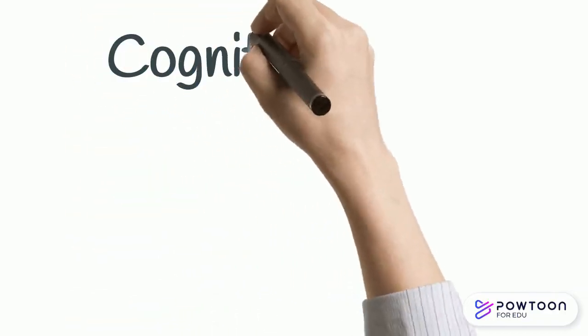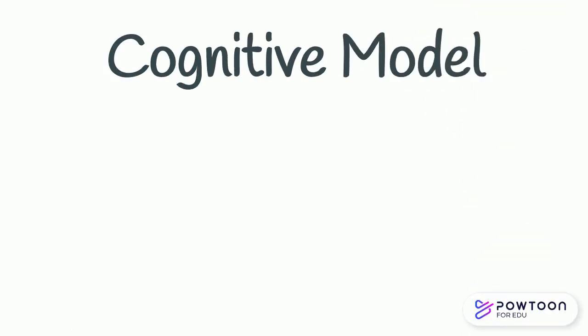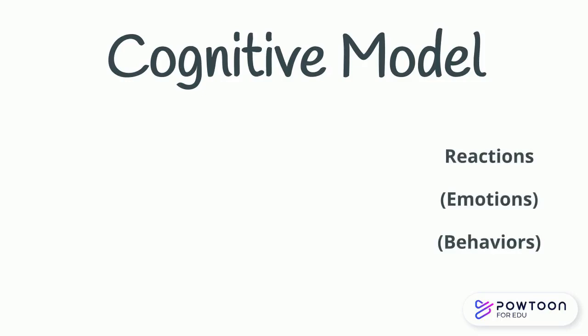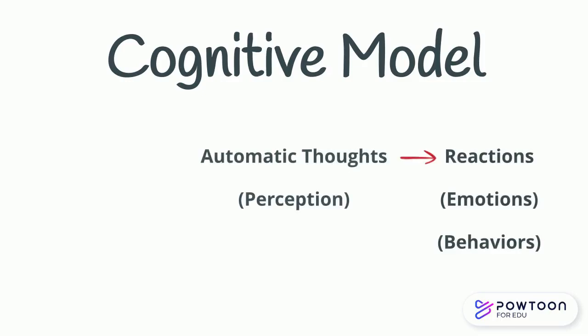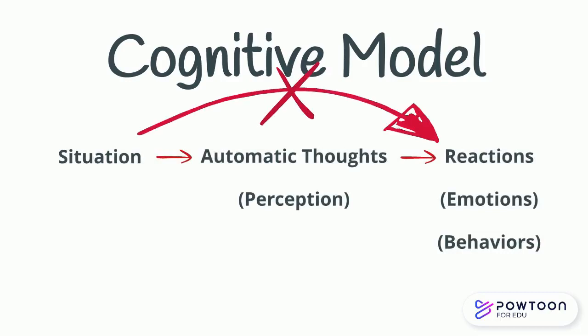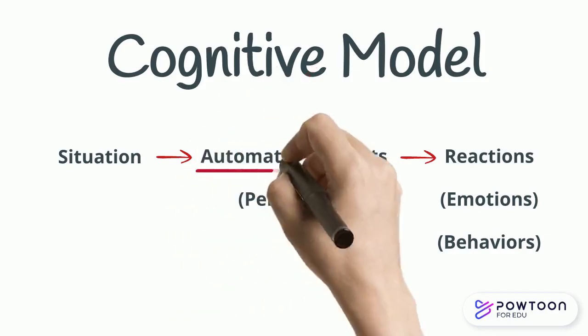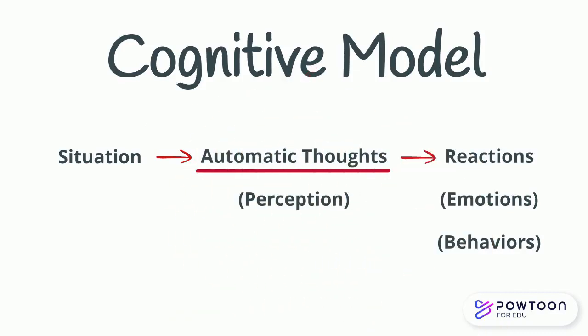In this video, we're going to focus on the cognitive model. The basic assumption of the cognitive model is that people's emotions and behaviors are influenced by their perception of events. Importantly, a situation itself does not directly determine how a person feels. It is the way a person construes the situation that determines how they feel.